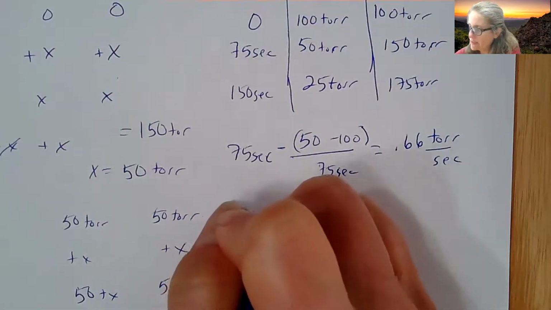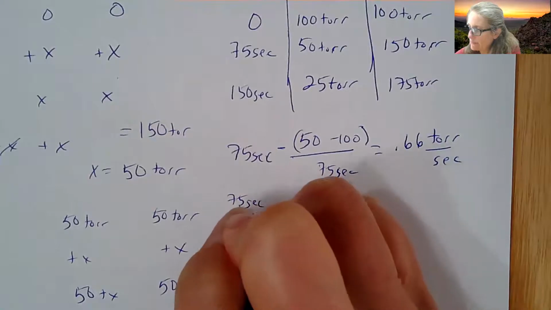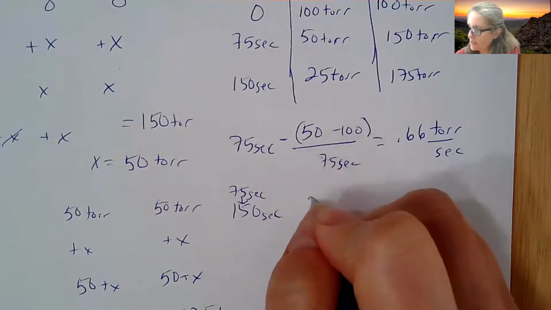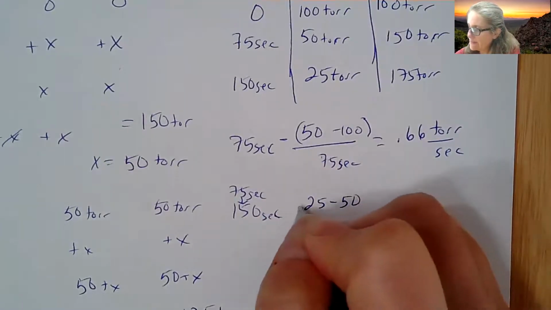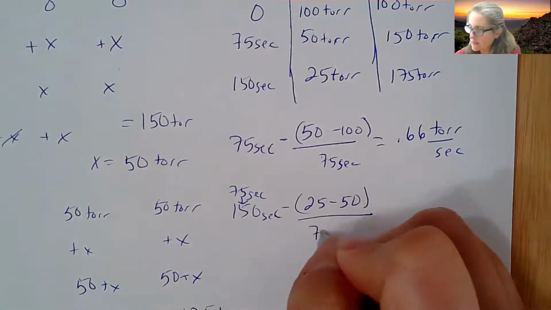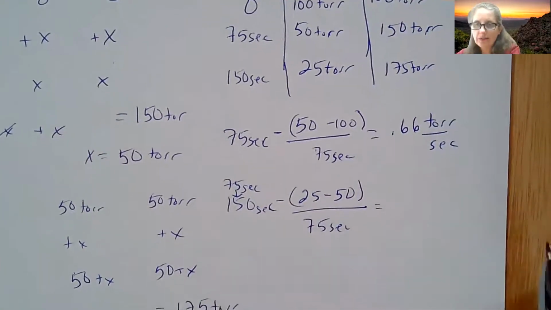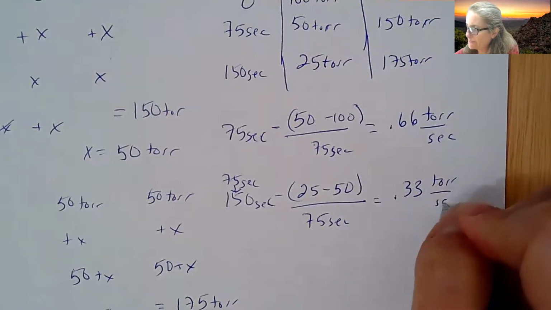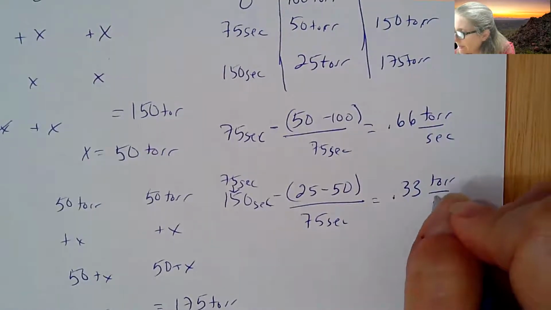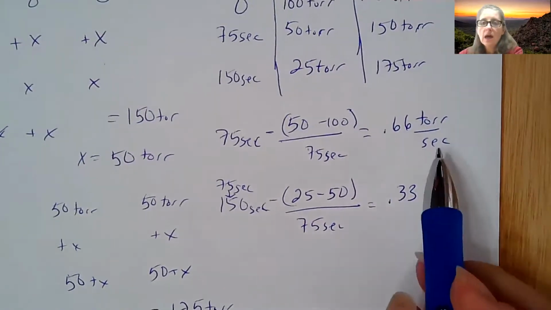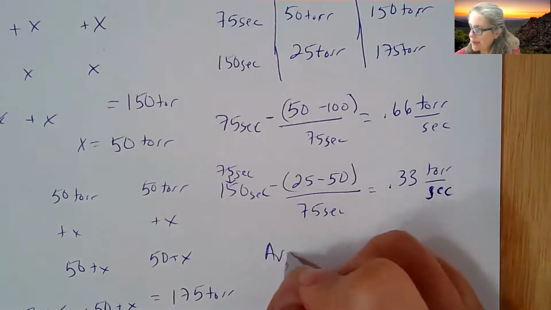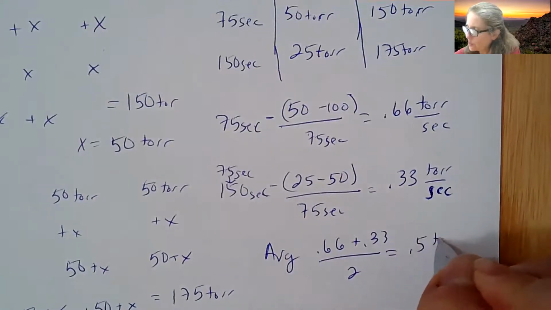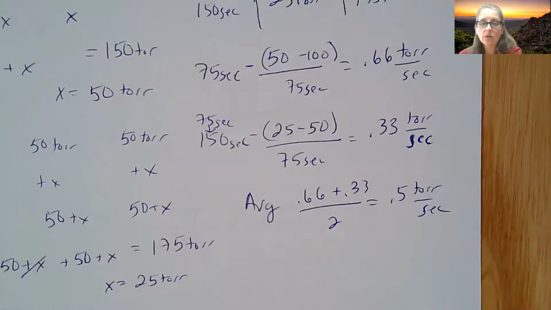The time between 75 seconds and 150 seconds, okay, so another time frame, I'm looking at 25 torrs minus 50. Again, that's going to be a negative, and that's another 75 seconds. And I'll show you something here, and I could have done this much easier. 0.33 torrs per second. Okay, so the whole point of me doing it this way is I could then take these two numbers and take an average. So 0.66 plus 0.33 divided by 2 is 0.5 torrs per second. And that's the answer to the question.